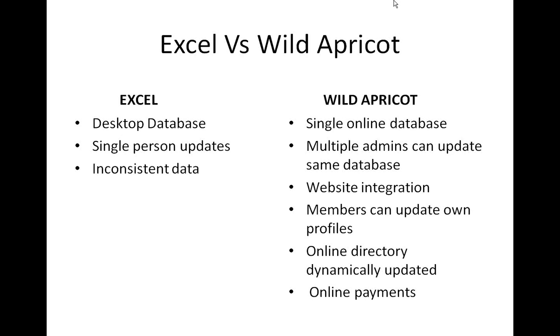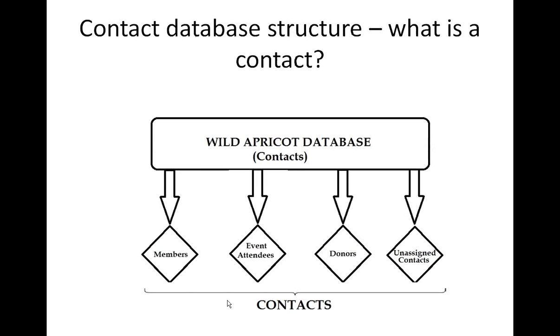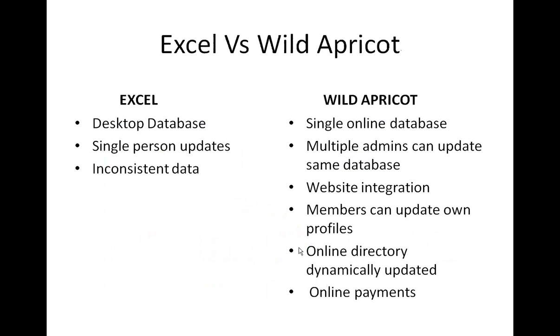With Wild Apricot, on the other hand, it is only a single online database, which means you can have multiple administrators. They are all updating the same database, so the database itself is never out of date. And because it is integrated with your website, your members can come in, apply online, and pay online. They automatically enter into the same database, the online directory is automatically updated, and so forth.